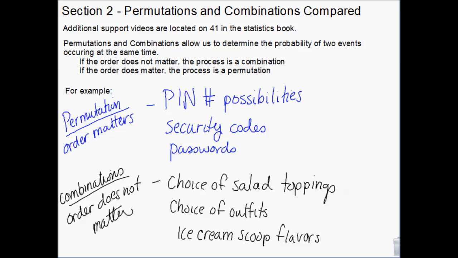So when the order matters, it's a permutation. When the order doesn't matter, it's a combination, and there are 2 different kinds of math. You're going to get 2 different results on these because that order mattering is going to change things. Any questions so far?